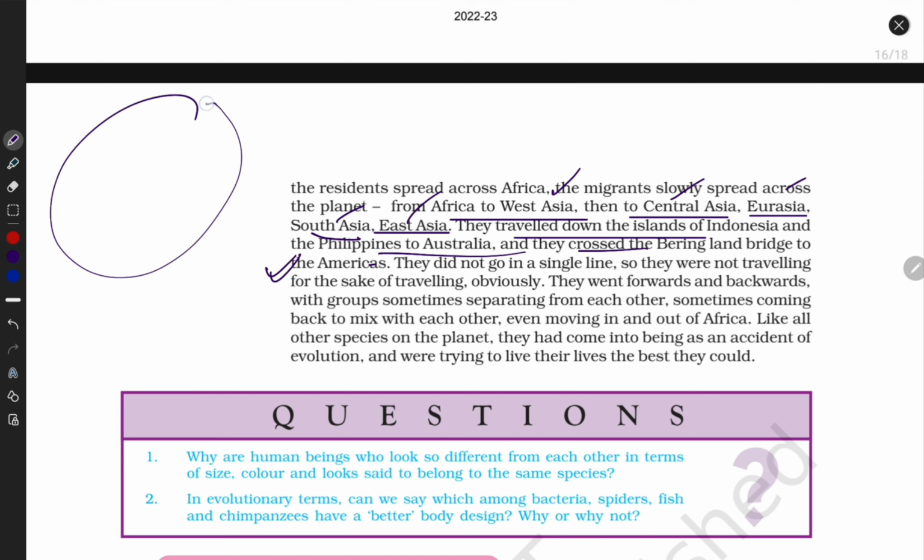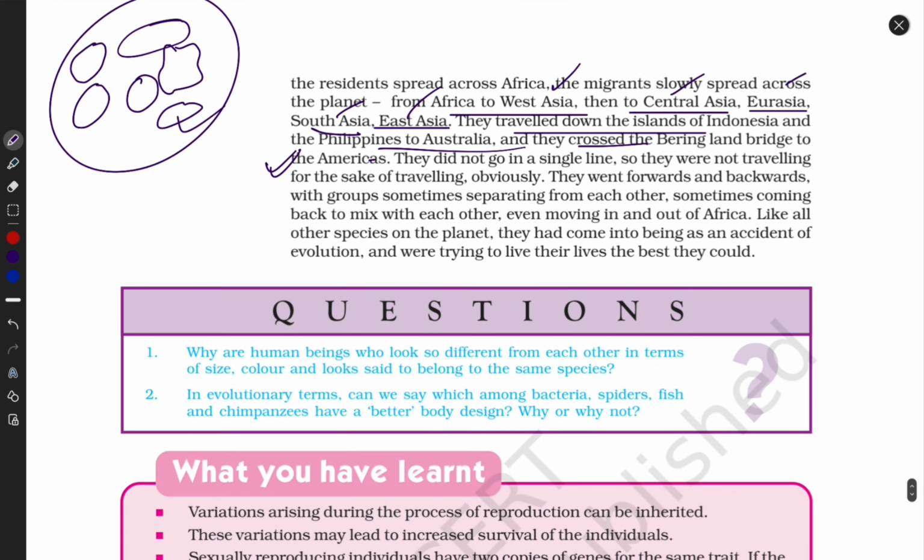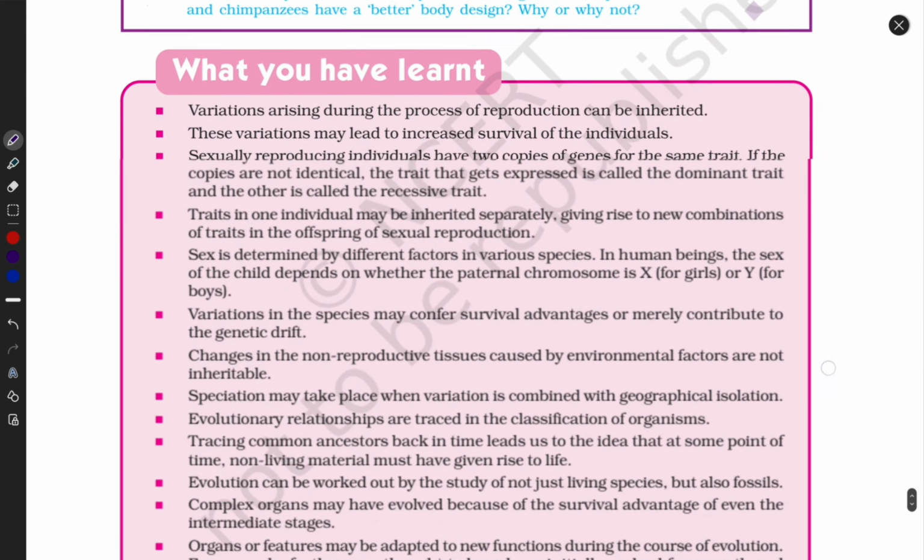This is the earth. Some Homo sapiens live in America, some in South America, North America, some Africans, Australia, India, Europe, Asia. India's Homo sapiens are different from Australia's Homo sapiens in color, height. There are some features. Okay guys, all are different from each other. So your chapter is complete.